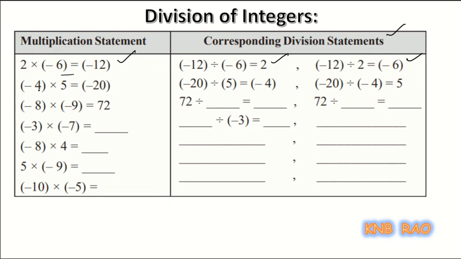Like in the case of minus 4 into 5, whose product is minus 20, can be written as minus 20 upon 5 as minus 4, minus 20 upon minus 4 as 5. Now we shall fill in the rest. Minus 8 into minus 9 gives you 72. When 72 is divided by minus 8, the result is minus 9. When 72 is divided by minus 9, the result is minus 8.